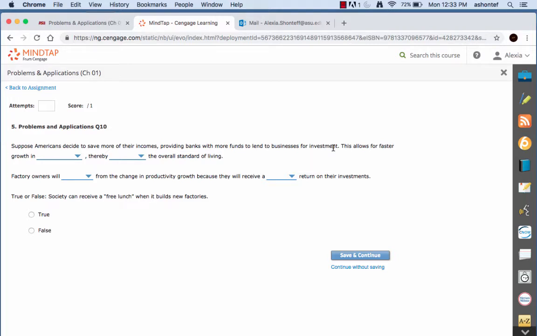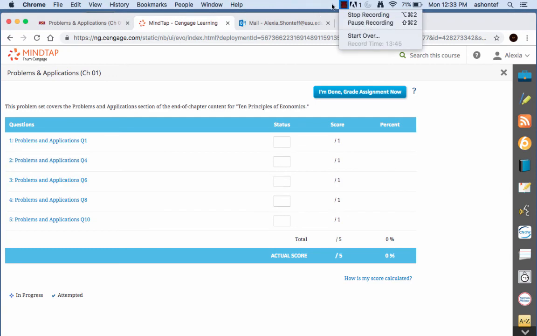So with that thought in mind, this is asking you what happens. Does this allow for faster growth in productivity, which means production, when we allow people to get loans? And what do you think it does to standard of living? So on this question, just be thinking about the production possibility frontier and how investment is a good thing for a country. I think that's it. So hopefully that will help you with homework number 1.